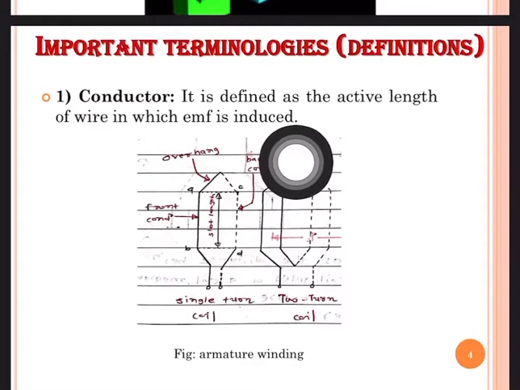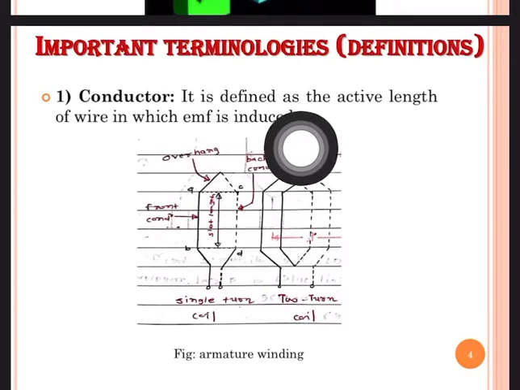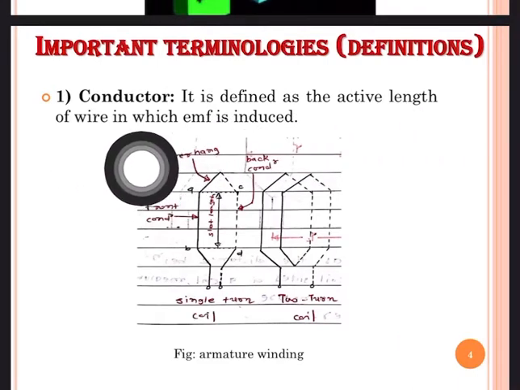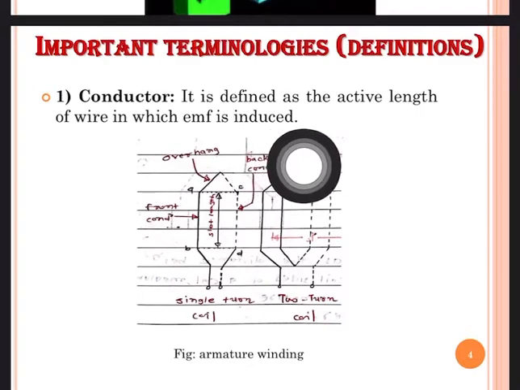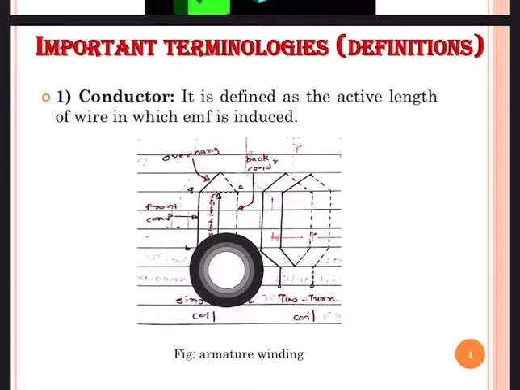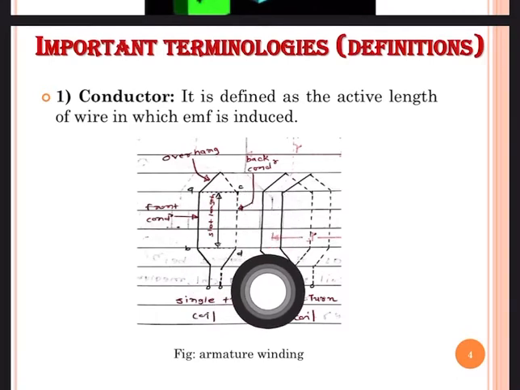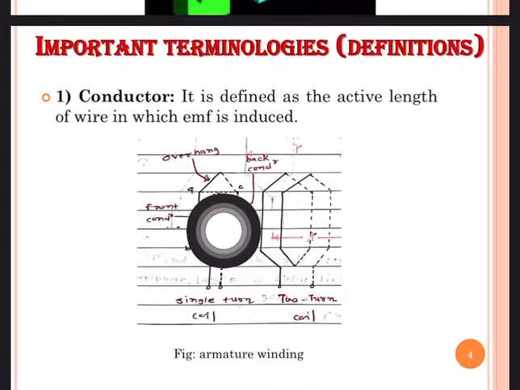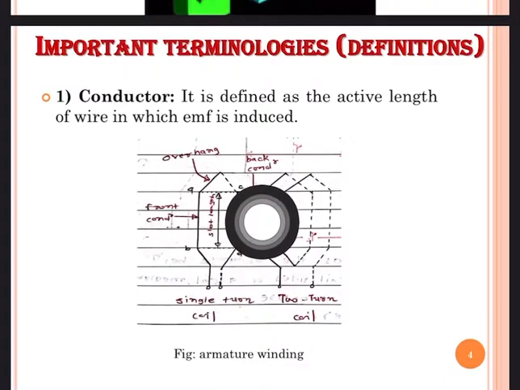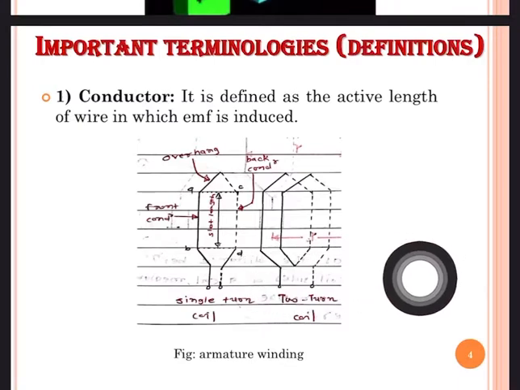Now, important terminologies or important definitions. First of all, conductor. It is defined as the active length of wire in which EMF is induced. In this figure, the portion AB and the portion CD are active conductors in which EMF will be induced.